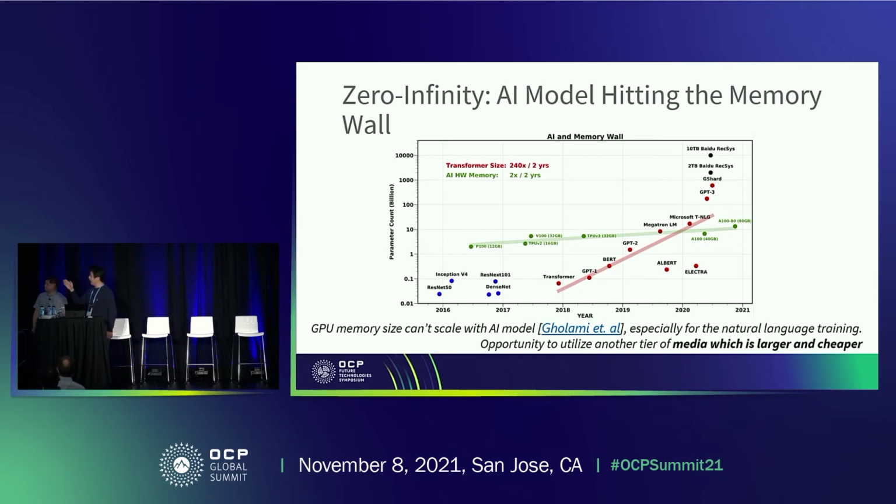So in this case, the AI is hitting the so-called memory wall. That's why the DeepSpeed team is thinking there's an opportunity to utilize another separate tier of media, which can be larger and cheaper, to get into this picture.